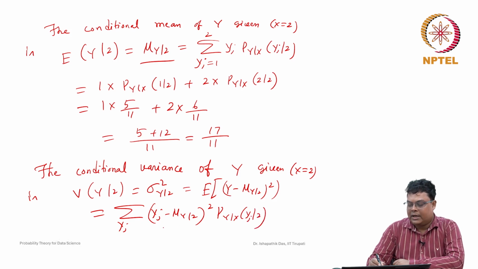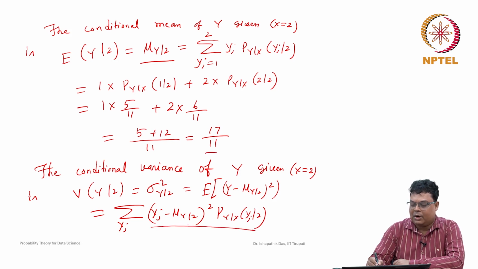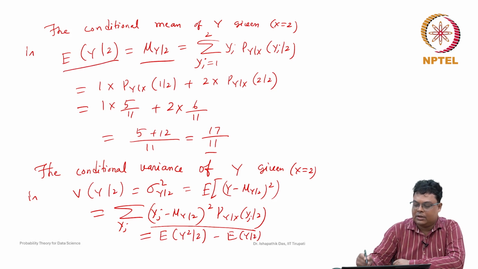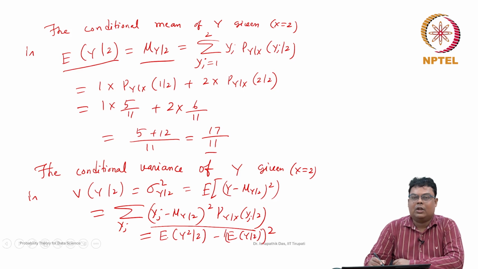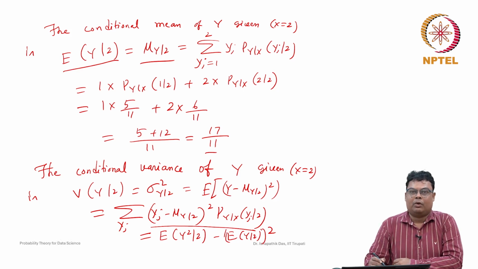Note that using this formula is complicated because you have to subtract 17 by 11 from all the possible values, square it, and then get this value. So we have the simplified formula: the expected value of y square given 2 minus the expected value of y given 2, whole square, which we have already found. This is the simplified formula we will use. First we will find the expected value of y square given 2.